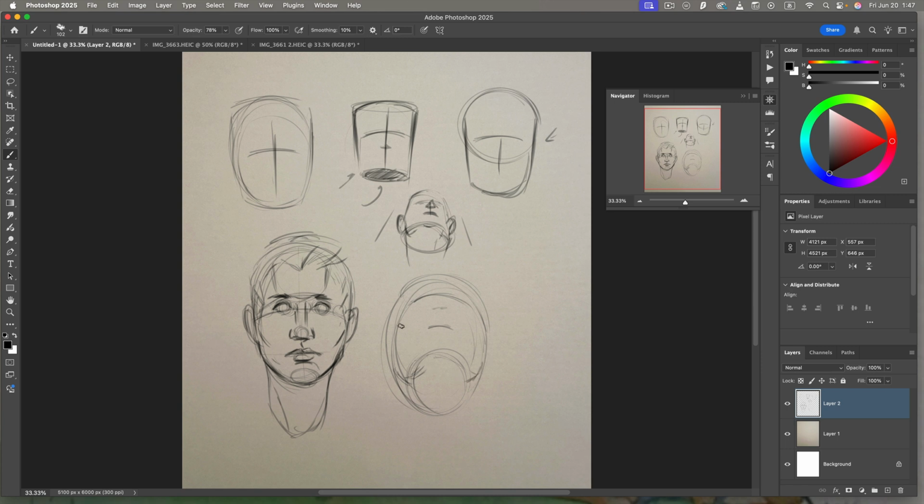Okay, chin is here. Again, like I said, the ears are here like that. Okay, the nose is going to be like this. So actually, the mouth is going to be further up here like that. Made a little mistake here.